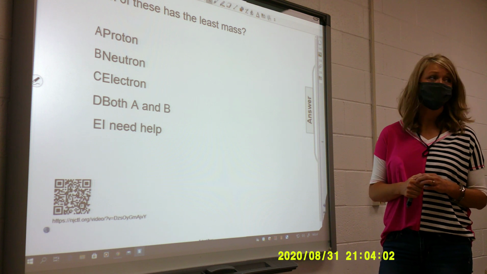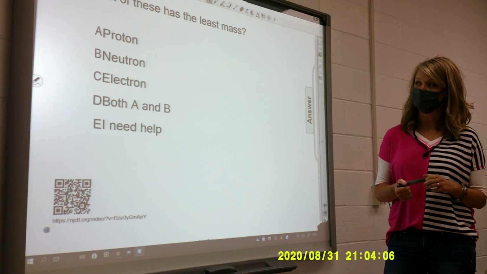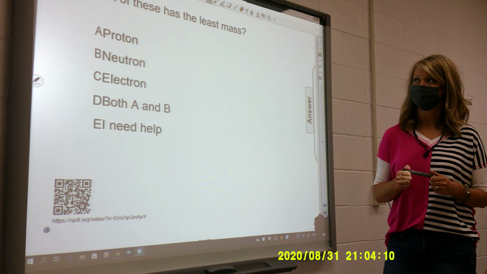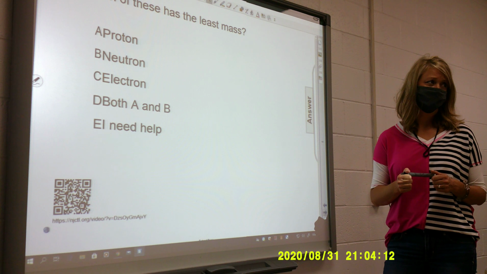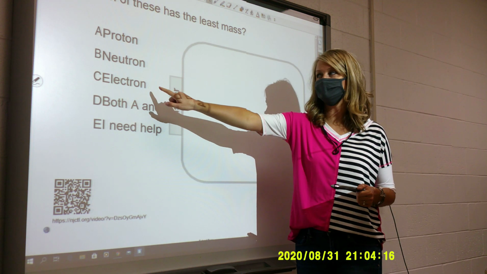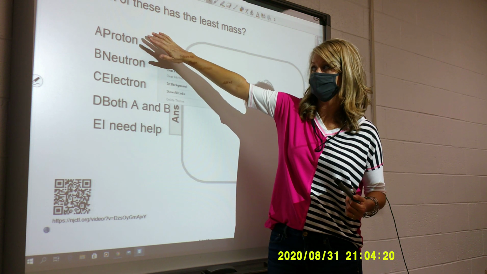Which of these has the least mass? Michaela, what do you think on this one? Proton, neutron, electron, both A and B, or I need help? Has the least mass? Michael? C. C, very good. The electrons, remember this is basically just nothing. This is where the mass is, the protons and the neutrons.